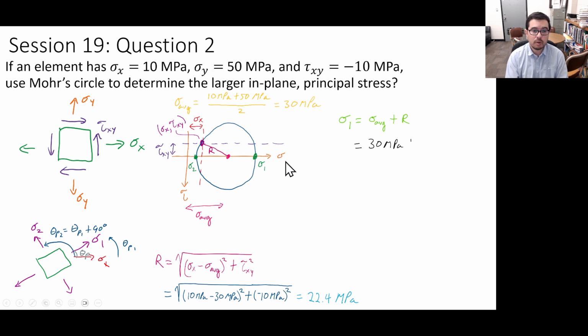So we have 30 megapascals for a sigma average, and we have 22.4 megapascals for radius, and the resulting answer is 52.4 megapascals. So we have successfully found the principal stress, or the larger principal stress, and the smaller principal stress would be just sigma average minus the radius. So that would get us to being at something like 7.6 megapascals. Let's go on to question number 3.